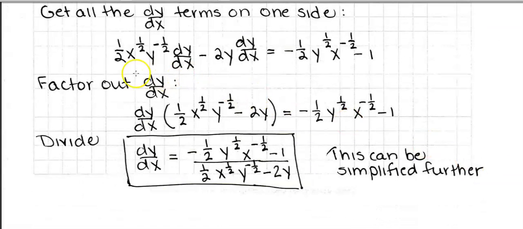Last thing to do is to factor out dy/dx. And again, I'm putting all of the terms that contain it in parentheses once I've factored out dy/dx. Last step, divide by the quantity in parentheses. Now this is pretty much a mess, and it can be simplified further by rewriting things and factoring things out. Again, my goal here is to just show you the calculus step and how to isolate dy/dx. The algebra I'll leave up to you.